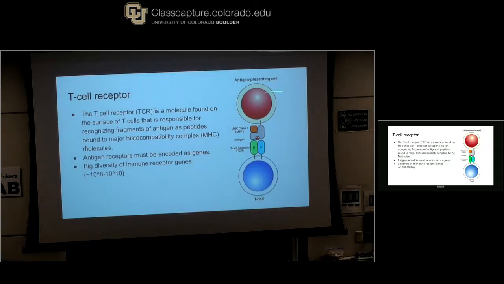We can see here that this receptor is able to detect different antigens. However, as you can imagine, there is a huge number of antigens and the body needs to be able to detect them. If we tried to encode this huge diversity of immune receptor genes, which is between 10 to the 8 and 10 to the 10, then the DNA wouldn't be able to fit inside the nucleus of the cell. How does the immune system solve that problem? It stochastically generates a lot of different receptors in a process called VDJ recombination.